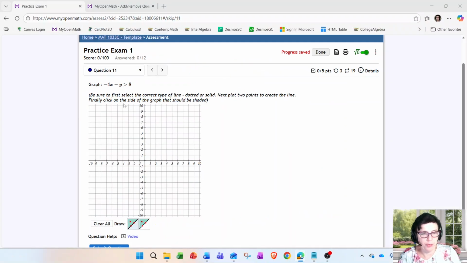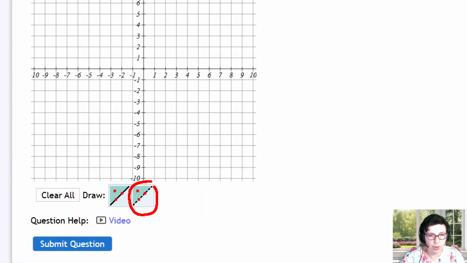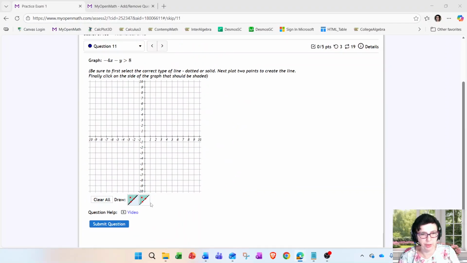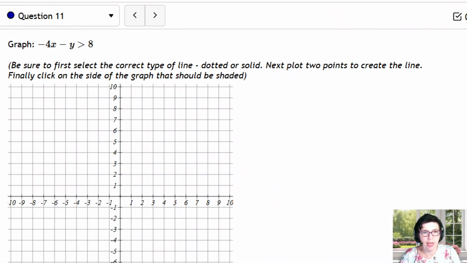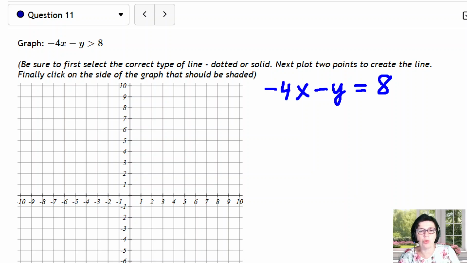Okay, now for me it's going to be dashed, so when I go over here I need to click and select that tool, the dash tool. Okay, so the first step here is to graph the actual line. So we're going to replace the inequality by equality. Okay, so let's see. We're going to write this down. We're going to have negative 4x minus y equals 8.